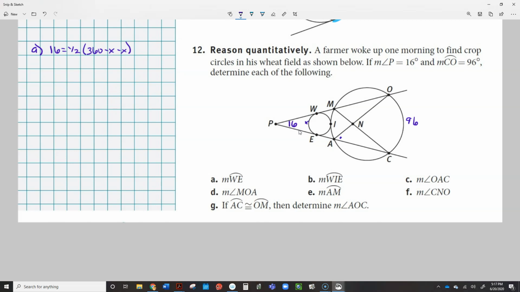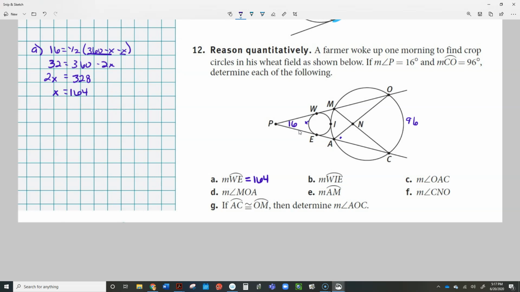So here's the measurement. The angle is equal to 1/2 the big arc minus the little arc, just like the problem I just got through doing. Multiply both sides by 2, and I get 32 is equal to 360 minus 2X. Add 2X to both sides and subtract 32, and I get 360 minus 32 is 328. Divide both sides by 2, and X is 164. So the measure of arc WE is 164.